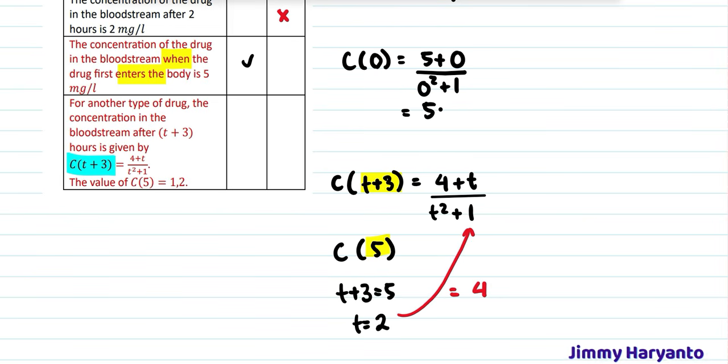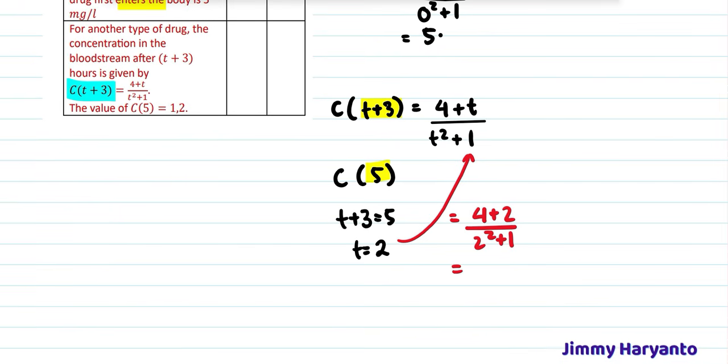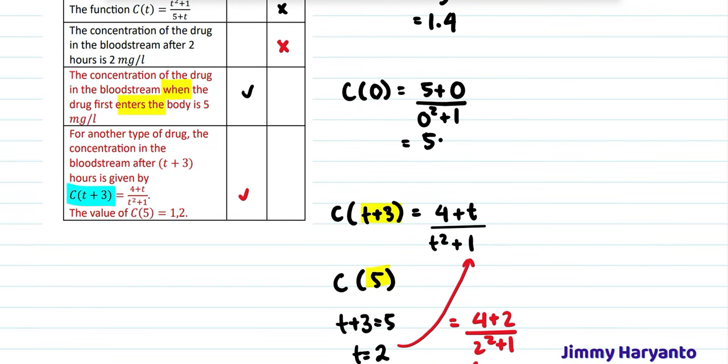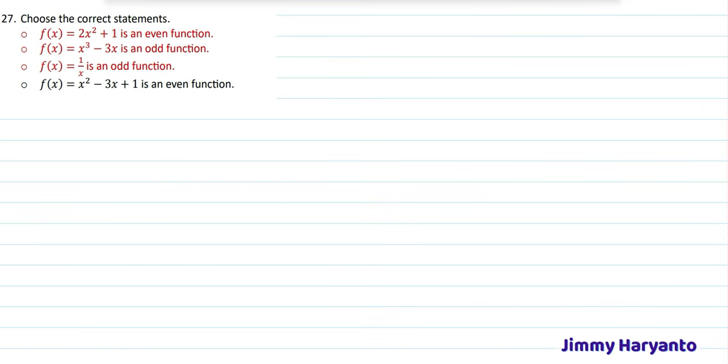Now, after this, we can input it right there. So the value is 5 plus 2 over 2 squared plus 1. 6 divided by 5 equals 1.2. So the answer is 1.2. That's correct. 27. Choose the correct statement.